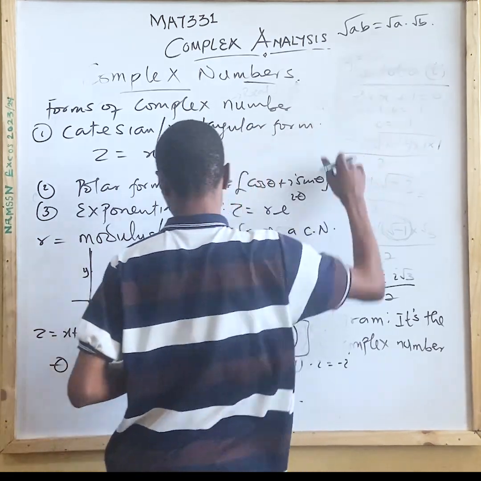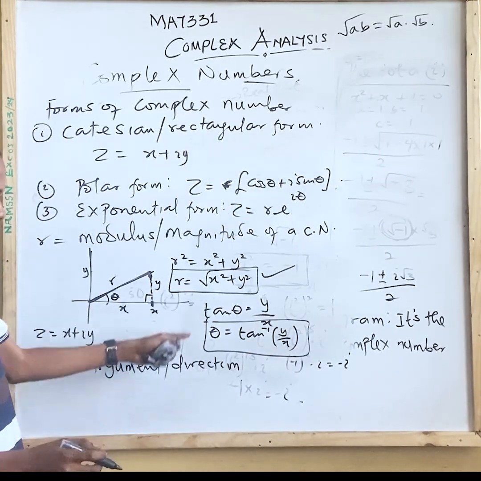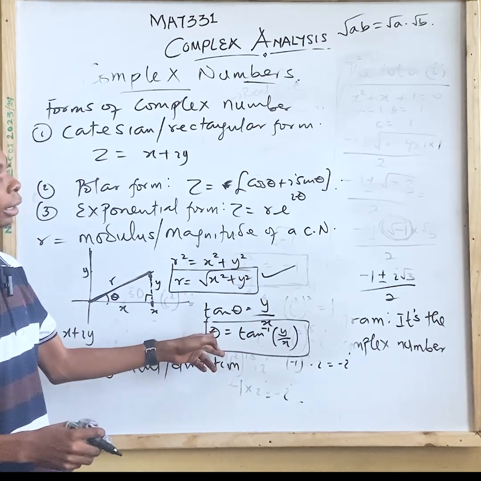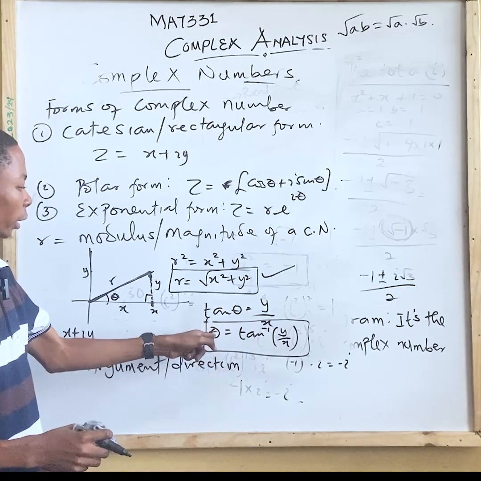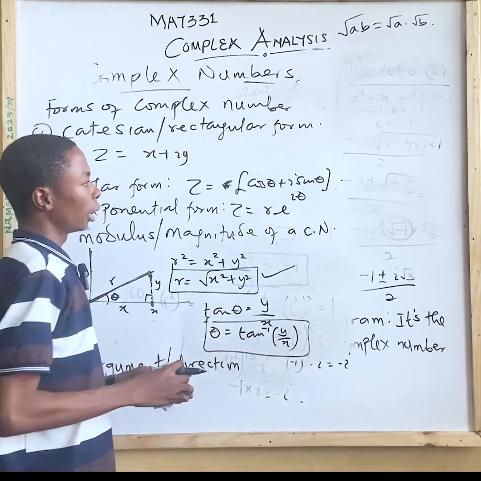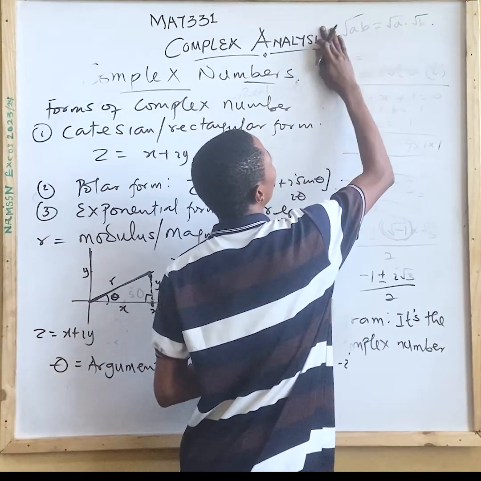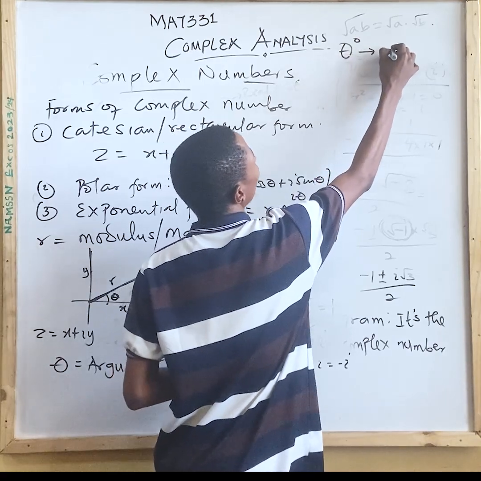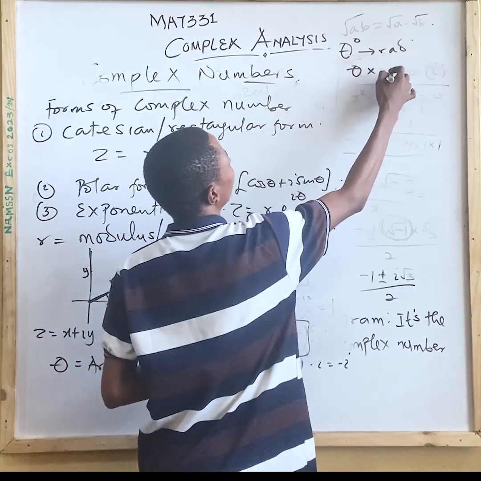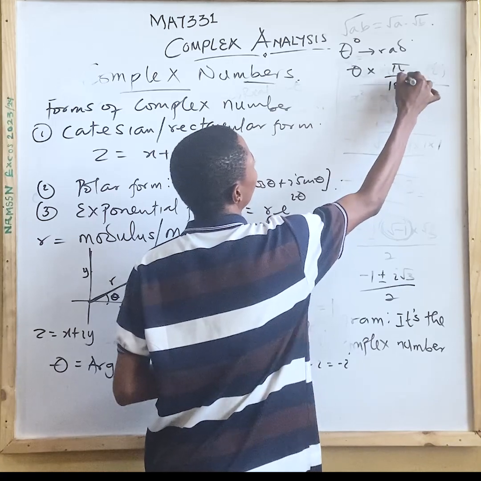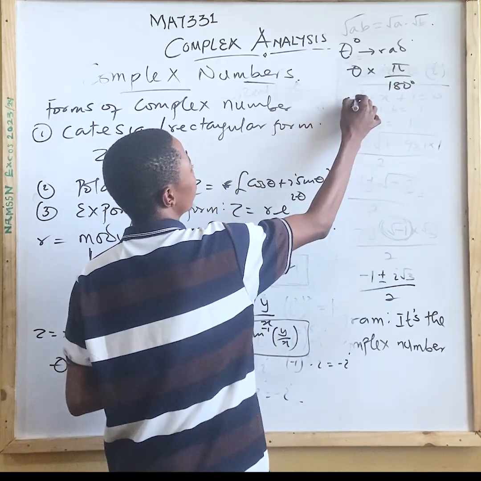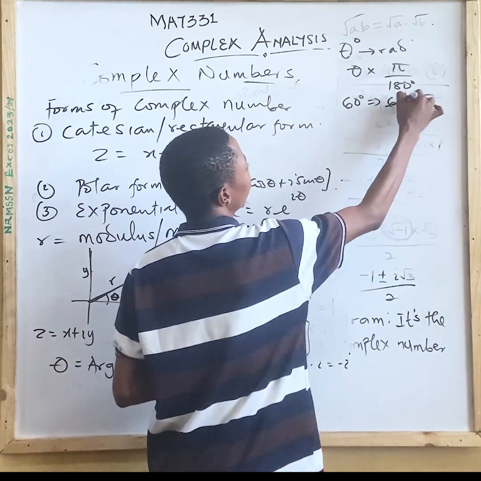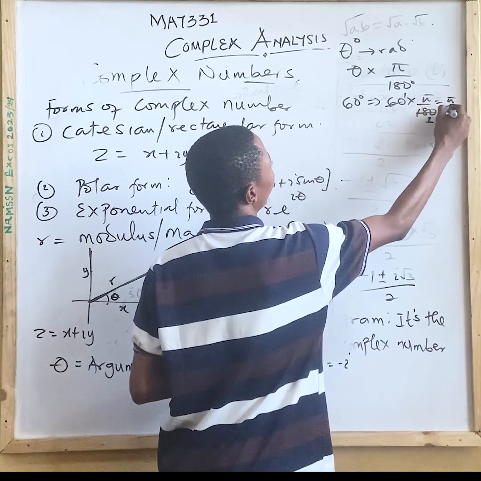Before I start solving problems on modulus and argument, in most cases the angle theta here is always in radians. You need to be very careful here, so I will be using radians. You remember we normally convert angles from degrees to radians. Suppose I have an angle theta in degrees and I want to change it to radians: it will be theta multiplied by pi divided by 180. If I have an angle of 60, that's 60 times pi divided by 180. 60 goes into 60 once, and into 180 three times. So it will be pi over 3.